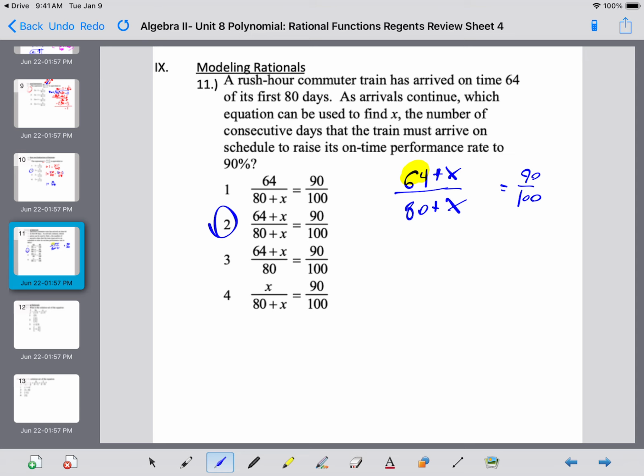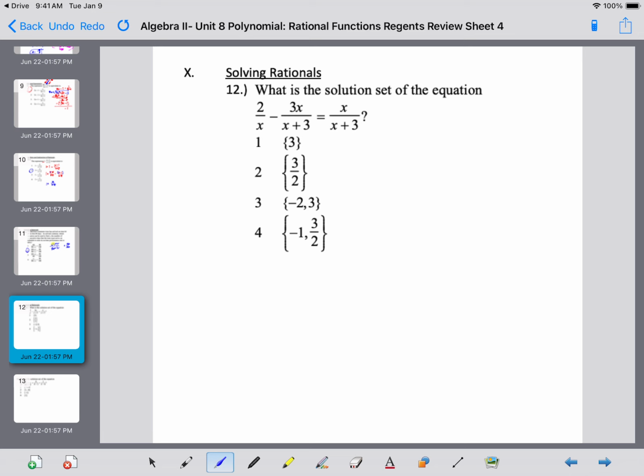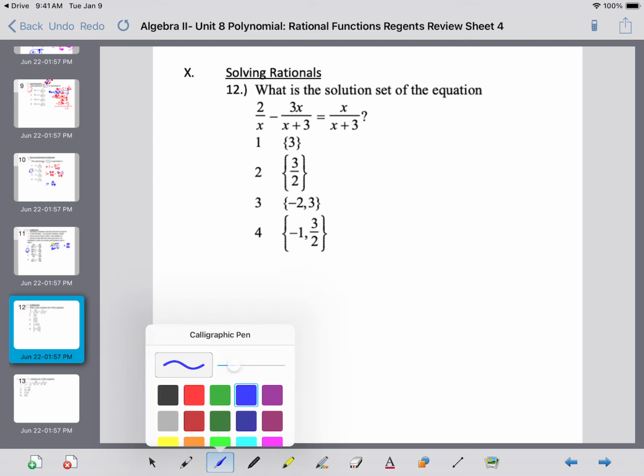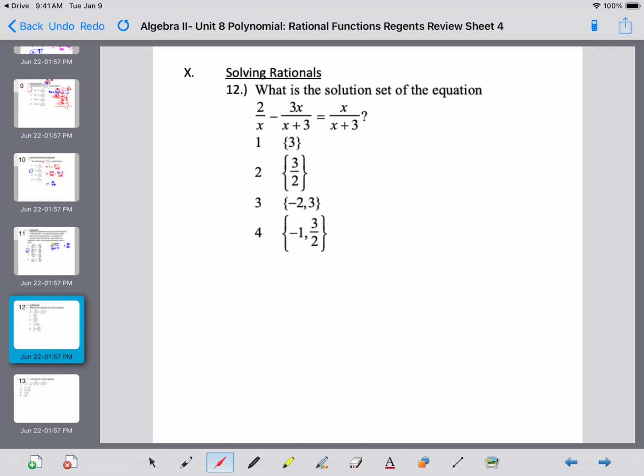Okay. What is the solution set of the equation? So now we're doing rational equations. Rational equations, you basically want to get rid of your denominators. So just multiply by every denominator that you have on both sides.